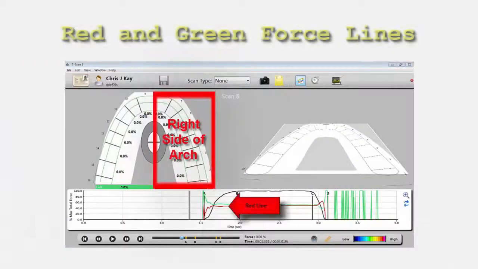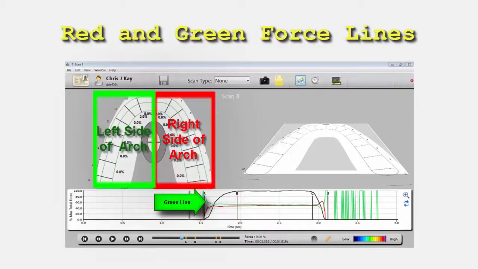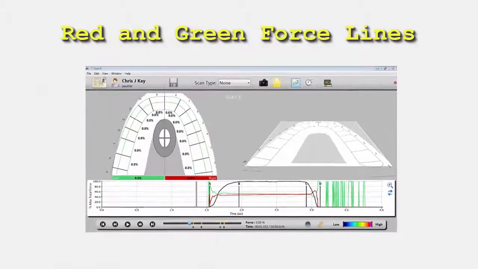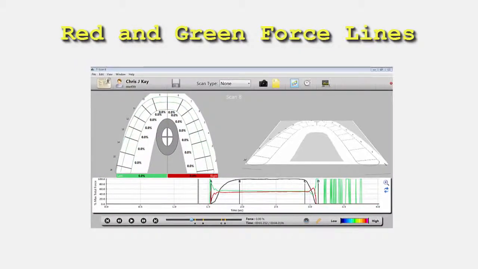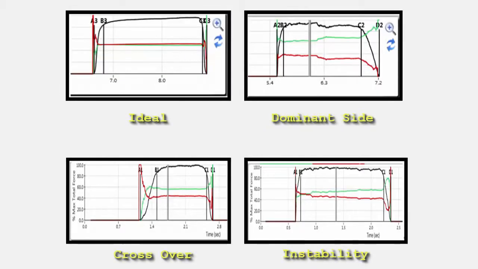Red and green force lines. The red and green lines in the force versus time graph allow the user to compare the forces between the left and right sides of the arch. Observing the red and green lines, the dentist can establish which arch half contacts first and which side is more forceful. Here are a few examples that display ideal and less than ideal left and right balance.